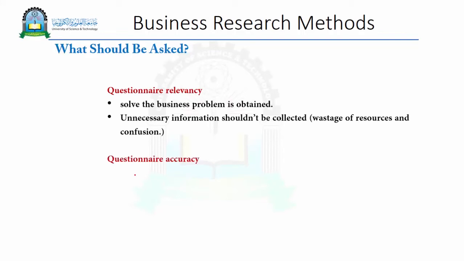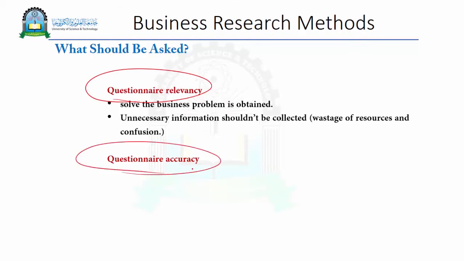For the first question, we have two main things. We have to test the questionnaire relevancy and also the questionnaire accuracy. This is to answer the first question, which is what should be asked. For questionnaire relevancy, the business problem must be solved. This questionnaire must be relevant to the business, to the research problem, and also to the research objective or objectives. Otherwise, it is going to be problematic if you distribute a questionnaire collecting data which is not related to the research problem.